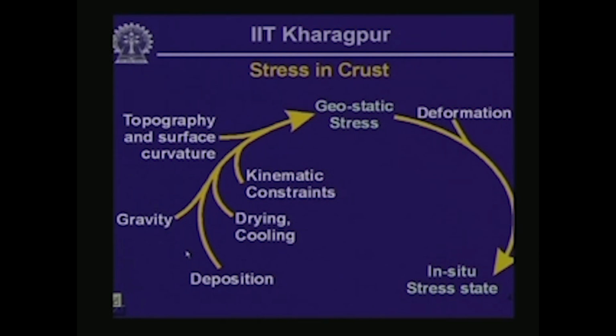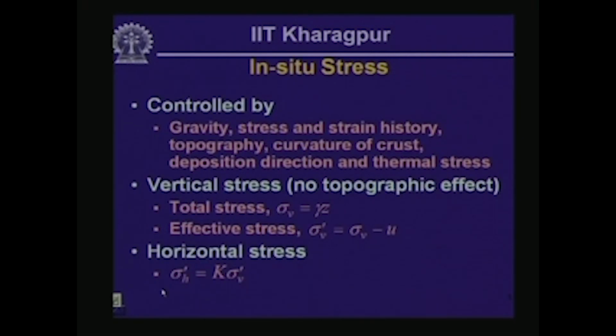Because of drying or cooling, you can imagine that there could be cracks developing, and as a result the stress regime near the crack is going to be altered. Then kinematic constraints, we have looked at that in detail in the discussion before. Topographic effect, and finally deformation of the rock mass. All these aspects will give rise to an in situ state of stress. Okay. This is stated again here in the first bullet. So, the in situ state of stress is controlled by all those aspects that we have discussed in the previous slide.